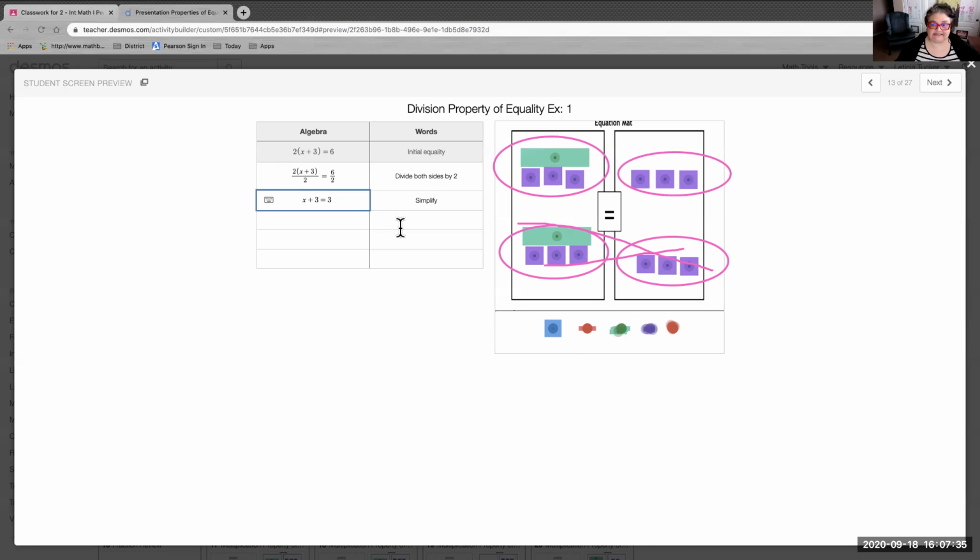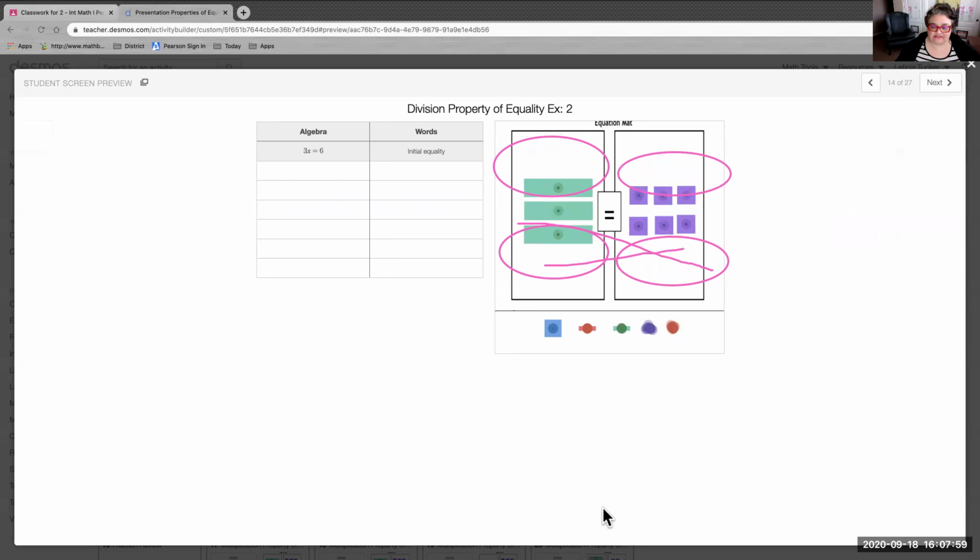Now, is this done? No, not done. We are not done because once we get rid of these here, I'm still going to have this x. It's going to have these 3. You're going to have to use some other property to finish this up, okay? But that is the division property of equality. Let's look at another example for the division property of equality.